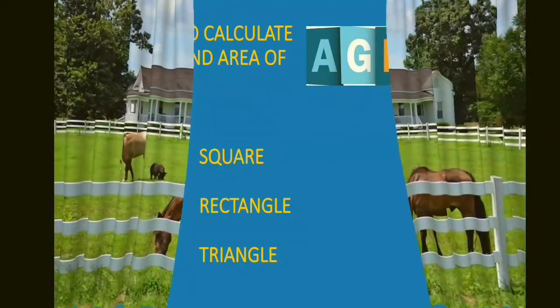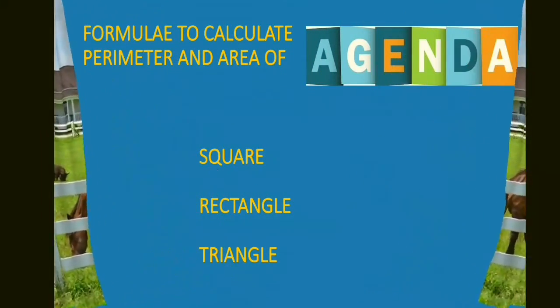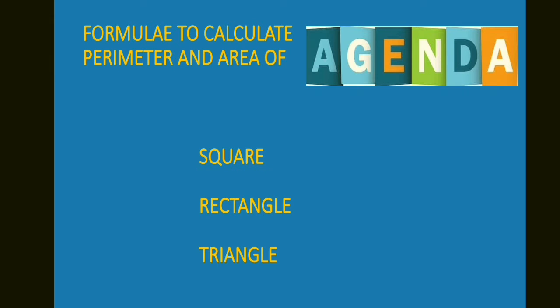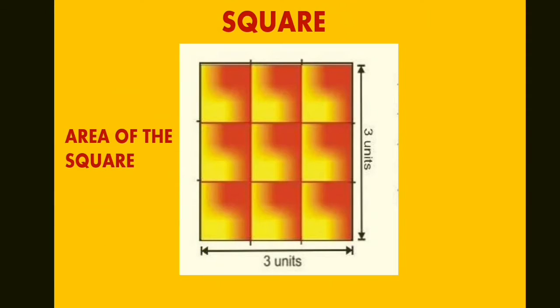So how to find the perimeter and area of a particular shape or field or a ground, whatever the shape may be? There are some formulae to calculate perimeter and area. In this video, we are concentrating on 3 shapes: square, rectangle and triangle. We are not going to memorize any formula, we are going to derive the formulas. Let us start with the square.